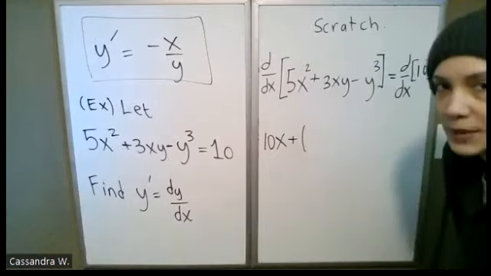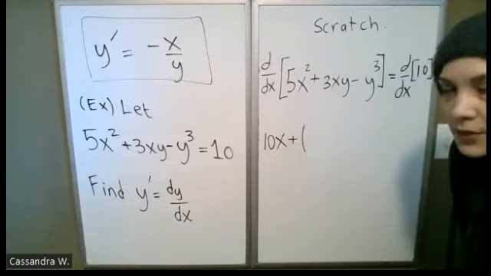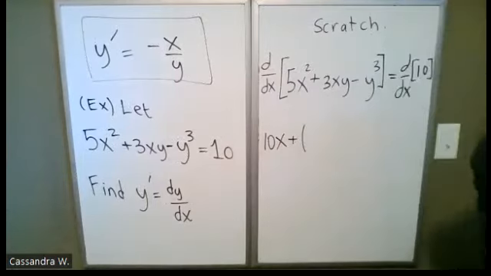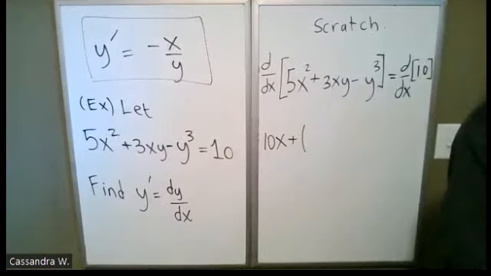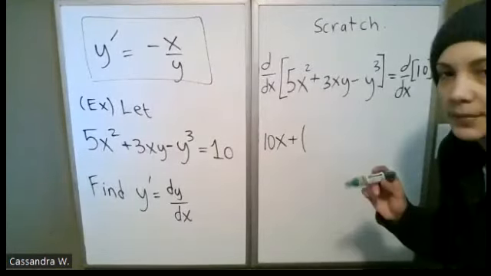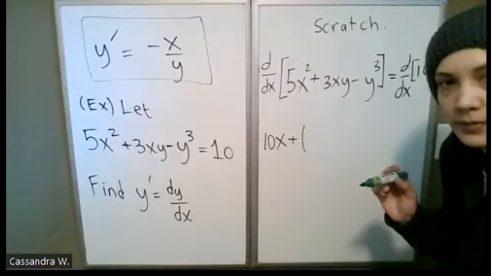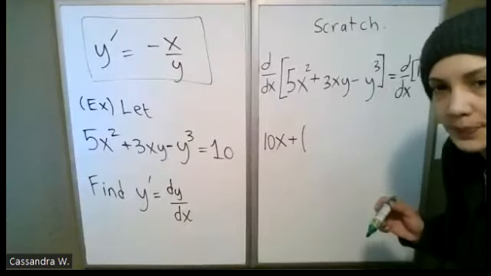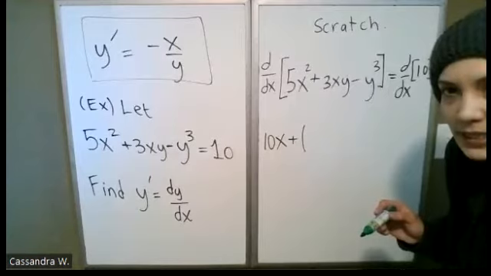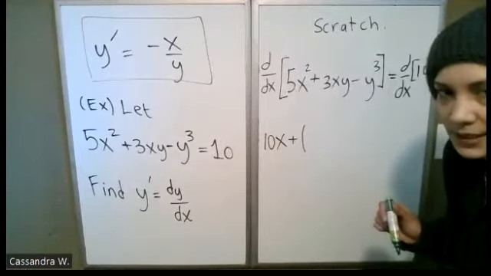Okay, this part's a little tricky. You've got 3x times y, so you're going to need to use the product rule. Because y will always equal f of x, right? Yes, y is f of x. Yes, right. Okay, yeah.